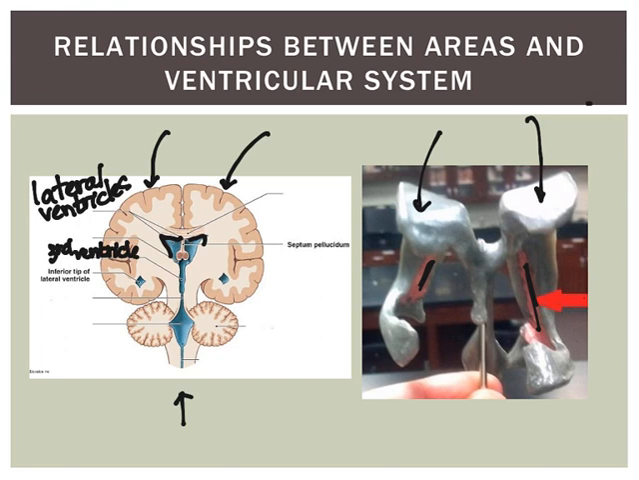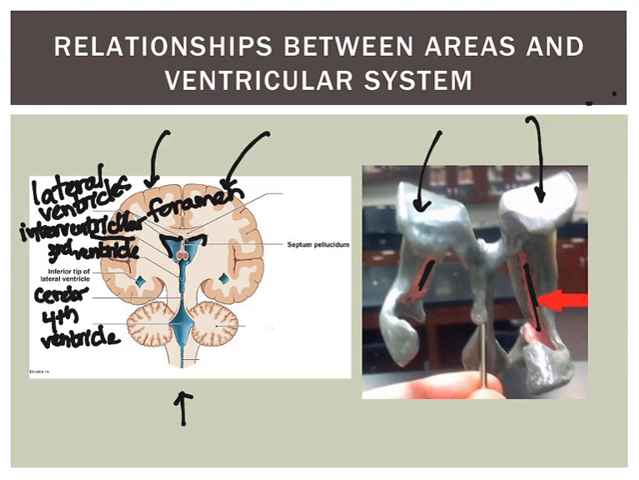Third ventricle, by way of this leader line, will be the interventricular foramen. From the third ventricle, it will travel to the fourth ventricle through that cerebral aqueduct.